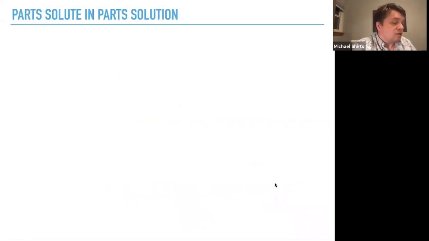Part solute and part solution. This is another common thing, especially if you're dealing with a concentration of trace species in the environment. You hear a lot about, okay, how much of a concentration can we have of this contaminant in parts per million? What's the parts per million in the air of something?